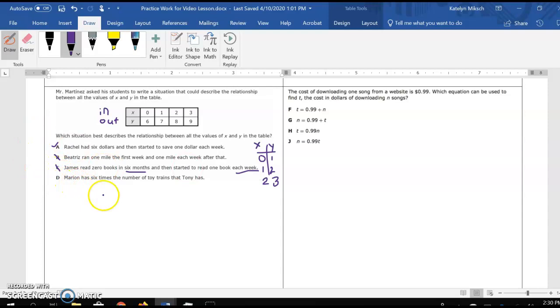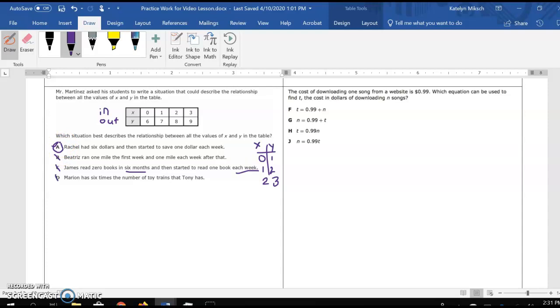And then D, Marion has 6 times the number of toy trains that Tony has. Sorry, I read that wrong. Marion has 6 times the numbers of toy trains that Tony has. So whatever Tony has, Marion's going to have 6 times as much. So Marion's always going to have more. So Marion would have to be the bottom numbers, Tony would be the top. So that's saying if Tony had 0 toy trains, 0 times 6 is going to give me 6. If Tony had 1 toy train, Marion should have 6 times as much. 1 times 6 is not going to give me 7. So that one does not work either. A is our choice, the only one that makes sense.